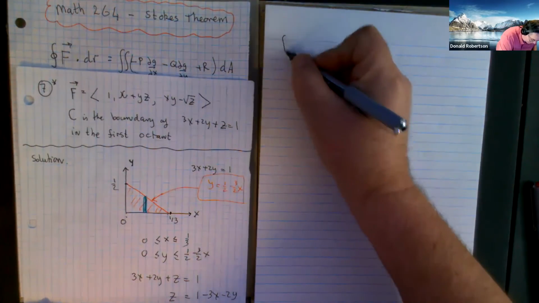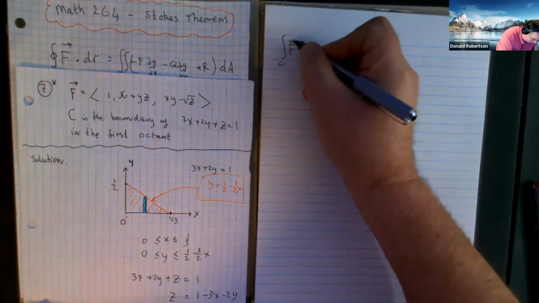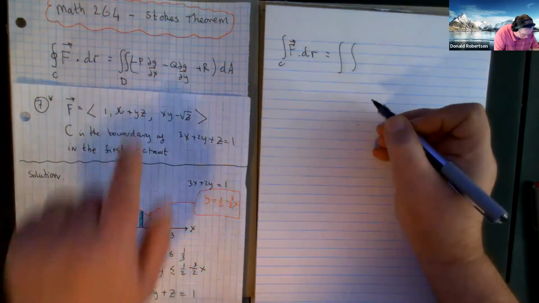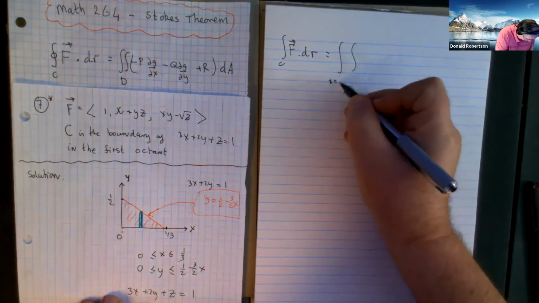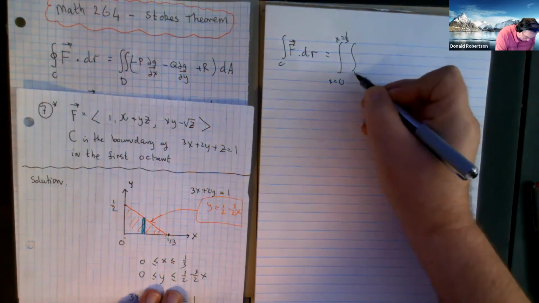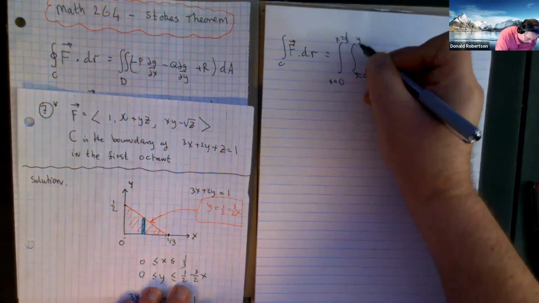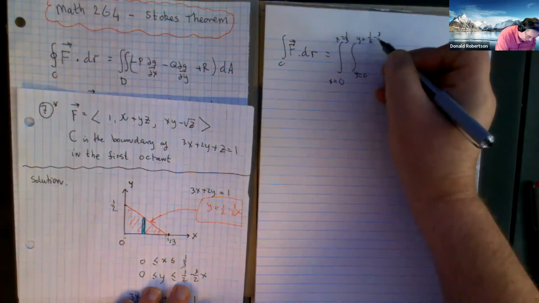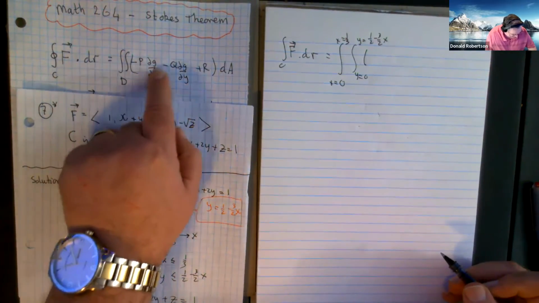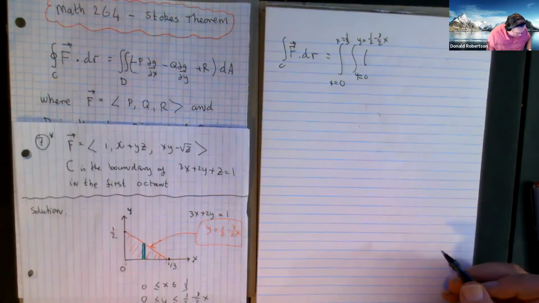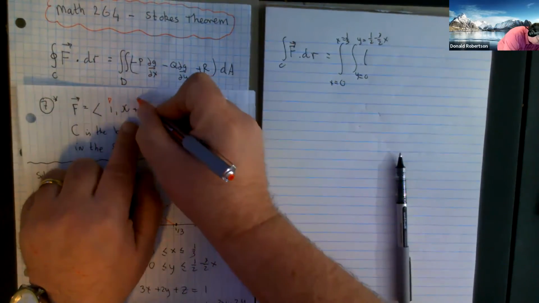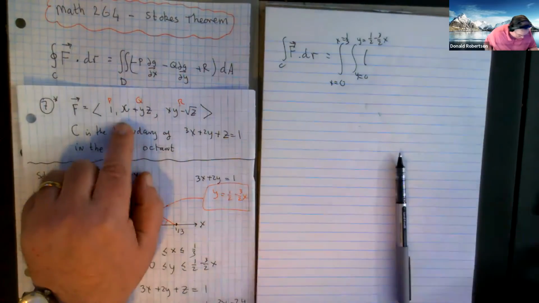So the line integral, the guy we're trying to find, is going to be the double integral over D. So that's going to go from x equals 0 to x equals 1/3. It's going to do y equals 0 to y equals 1/2, take away 3/2 x, brackets. Negative P this guy, negative Q this guy, plus R this guy. So there's a lot of moving parts here to keep track of. There's P, Q, and R.